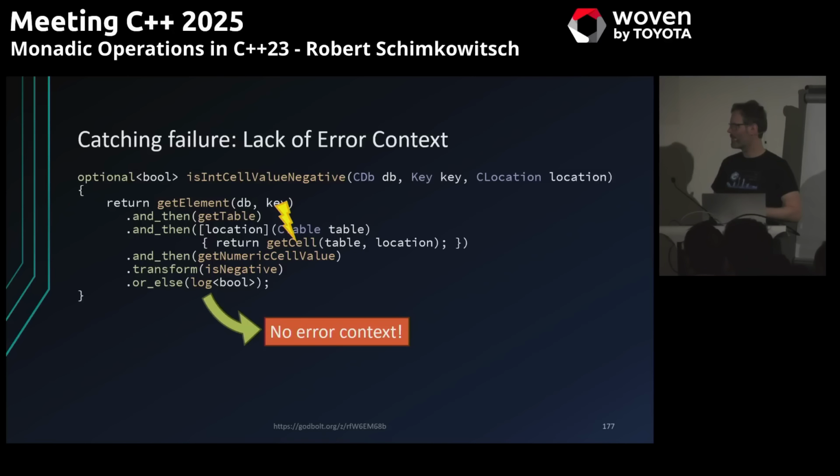But we have a problem. So let's say an error happened up there in getCell, and we can catch the error because we get an empty optional, but we have no idea what happened and where. This is probably not good enough.